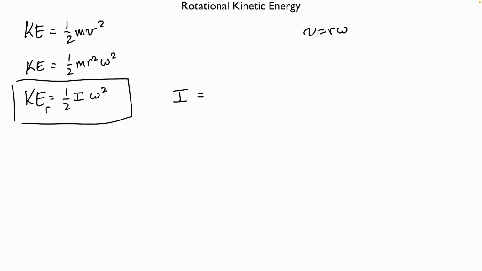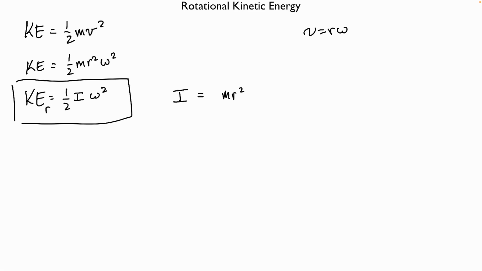Rotational mass would be how hard it is to get it to rotate, right? Regular mass is how hard it is to get it to move in a straight line. But rotational mass would be how hard it is to get it to rotate. And what's more, we wrote down that it was mr squared, right? Leave a little space in your notes there between the equal sign and the mr squared.